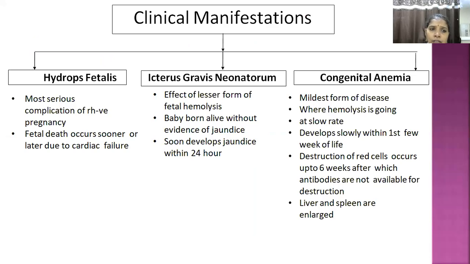Among them, hydrops fetalis is the most serious complication, and fetal death occurs sooner or later due to cardiac failure. And moderate severity is icterus gravis neonatorum, the effect of a lesser form of fetal hemolysis. The baby is born alive without evidence of jaundice but soon develops jaundice within 24 hours. And congenital anemia is the mildest form, where hemolysis is going on at a slow rate and develops slowly within the first few weeks of life. Destruction of red cells occurs up to 6 weeks, after which maternal antibodies are not available for destruction. So liver and spleen are enlarged.